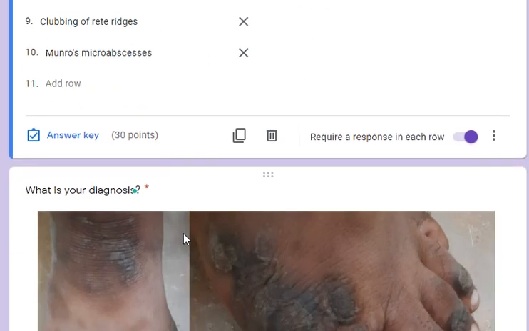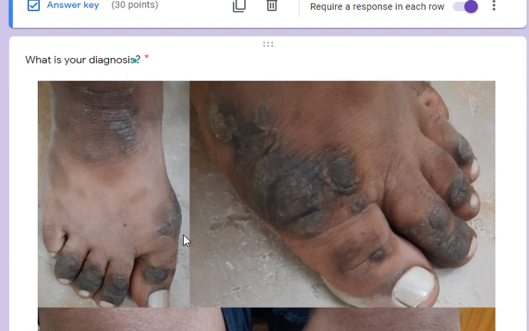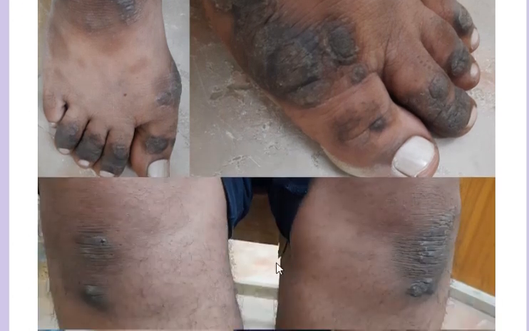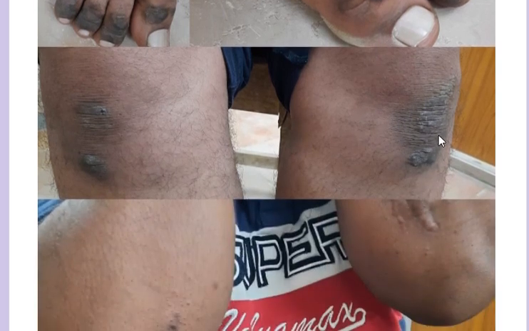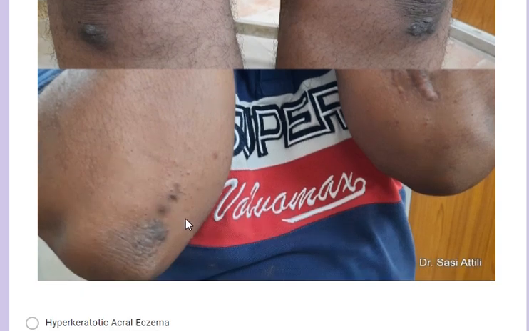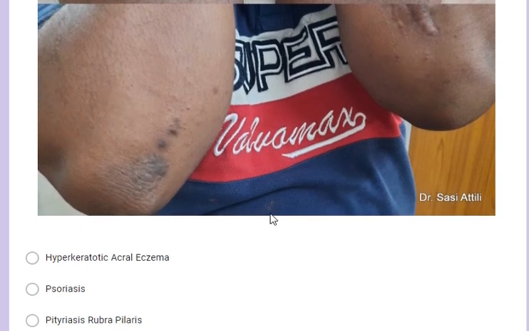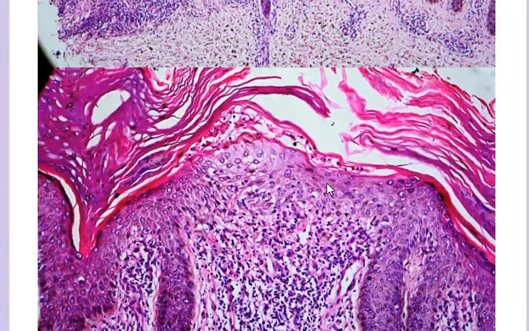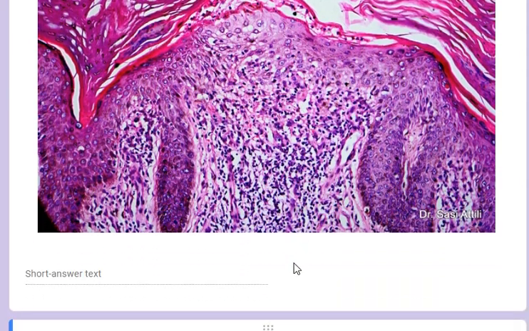The clinical picture is that of psoriasiform hyperkeratotic plaques on the feet, on the dorsum of the feet. You can see in these pictures that the elbows and the kneecaps are also involved. So overall, this is essentially a psoriasiform dermatitis with the presence of focal spongiosis.